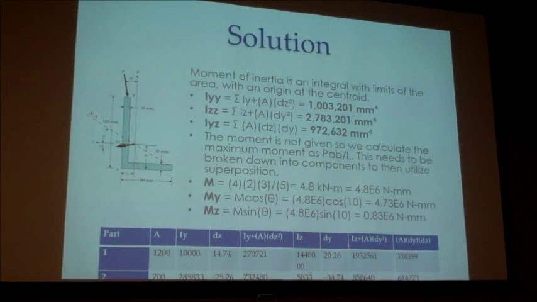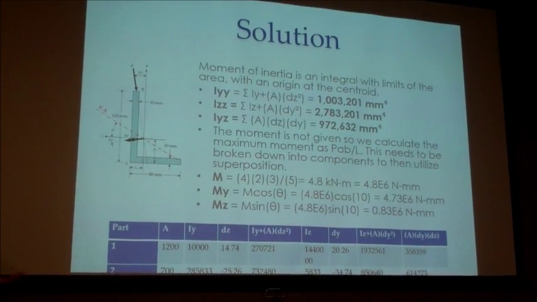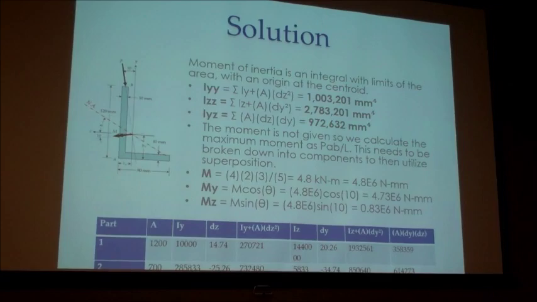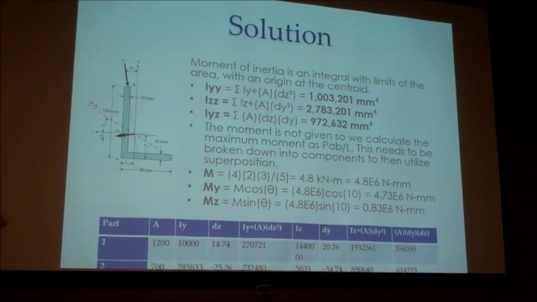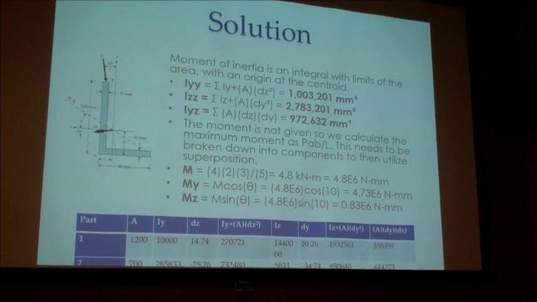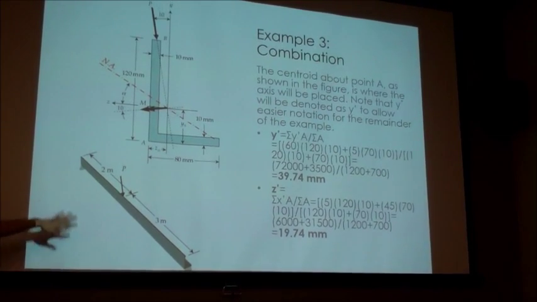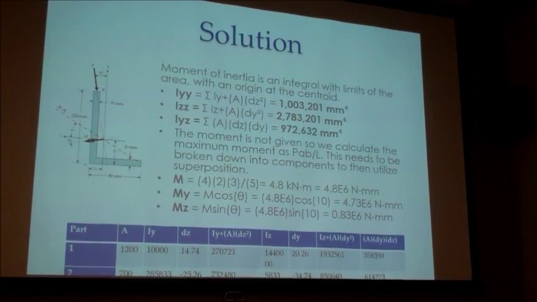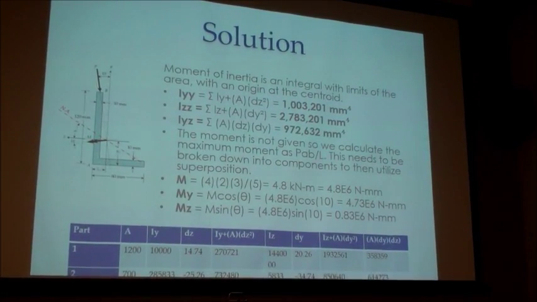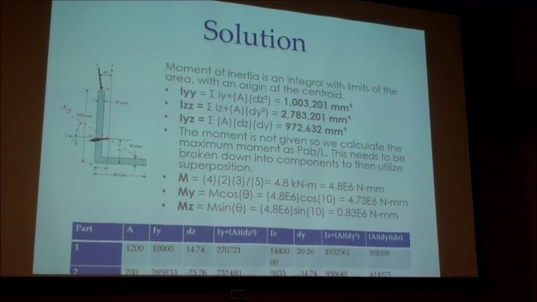And then we also have to calculate our moment, which I actually just took from the steel manual, PAB over L, so it's 4 kilonewtons, which is what P is. I guess I forgot to mention that earlier. Times the span was 2 meters and 3 meters, over 5 was the total. And so that'll get you your moment, and then you just break that down into components, which is super easy because we know that that's negative 10 degrees.